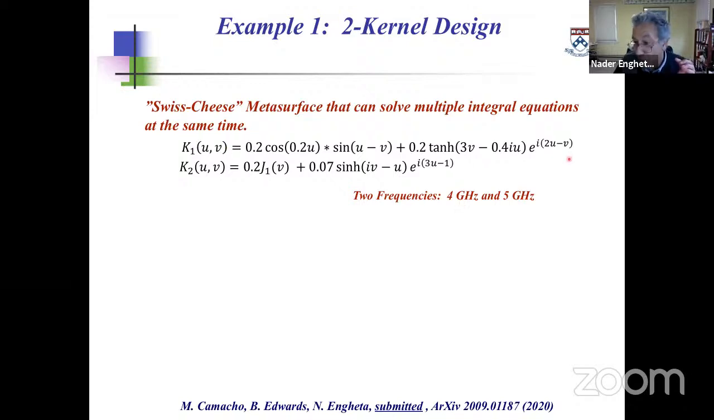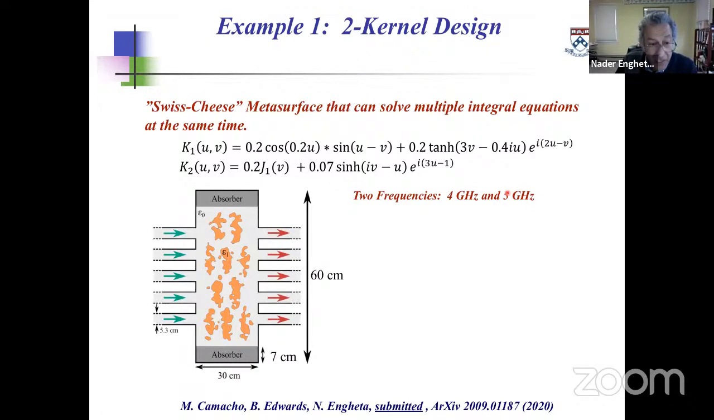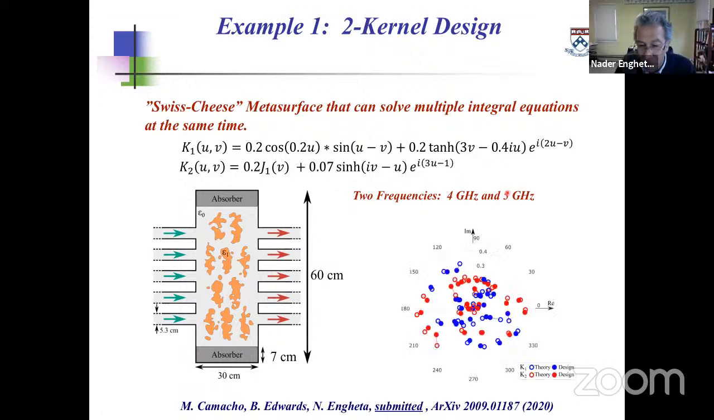So then we decided to design one Swiss cheese that when you operate it at a frequency of 4 gigahertz, you get kernel one. And when you operate the same structure at a frequency of 5 gigahertz, you get kernel two. And this is the distribution of the material. Again, the same Rexolite that we had in the microwave.